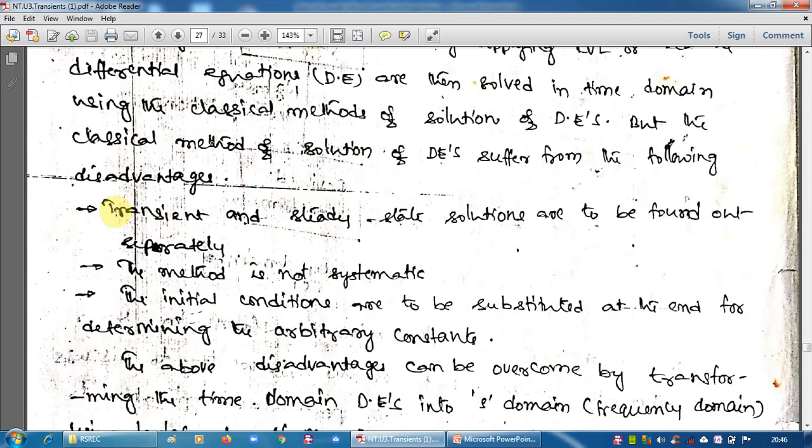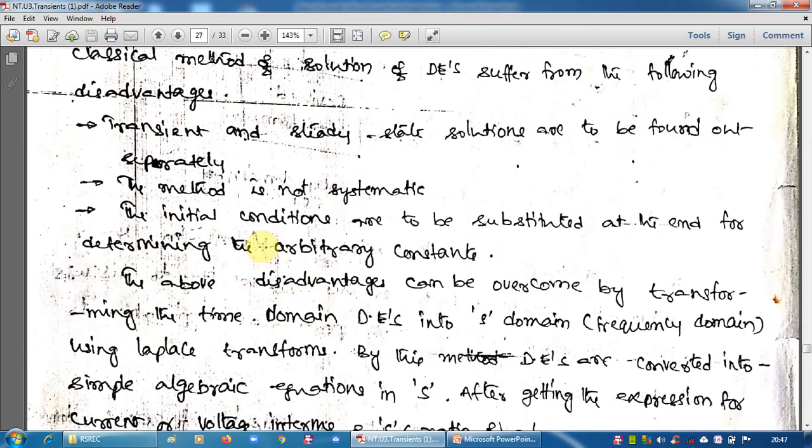You see here it is mentioned. Transient and steady state solutions are to be found out separately. We did like that only. We first of all determine transient response and then steady state response. So two parts we have to do the solution, and the method is not systematic. First we have to determine transient and steady state response, then again we have to go back to the initial conditions. Why? To determine the arbitrary constants, we have to go back to the initial condition. Like that, the method is not only lengthy but also not straightforward.